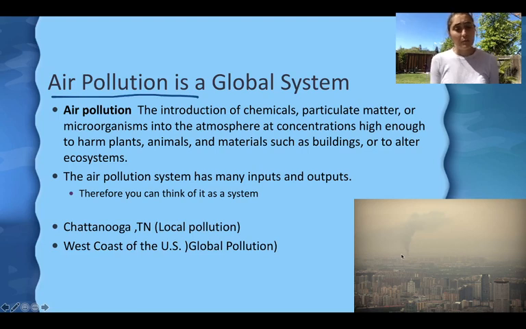Whereas if we look at the type of pollution that we see on the west coast of the United States, that's more of an example of global pollution. Most of our pollution actually comes from China. It's air pollution that has made its way over via wind or something else that's carried it to our air. So those are different types of pollution that we'll be looking at, and hopefully that gives you a frame of reference for that Chattanooga article.